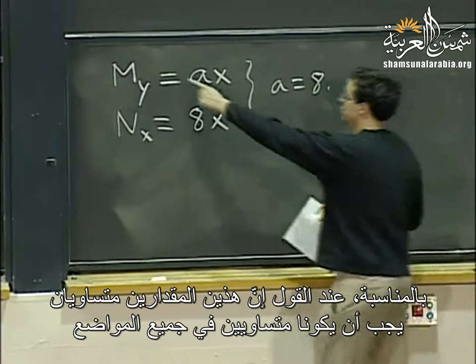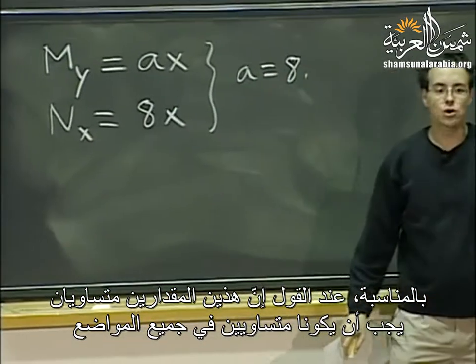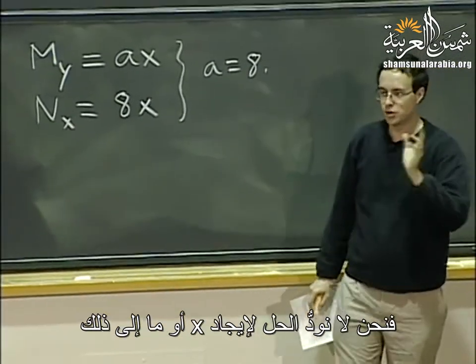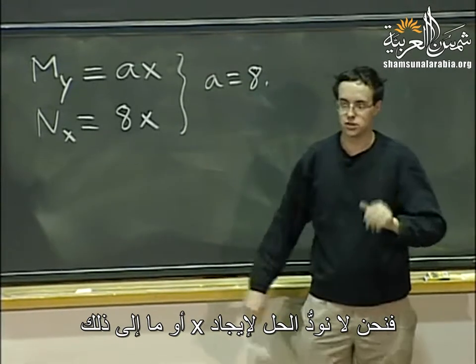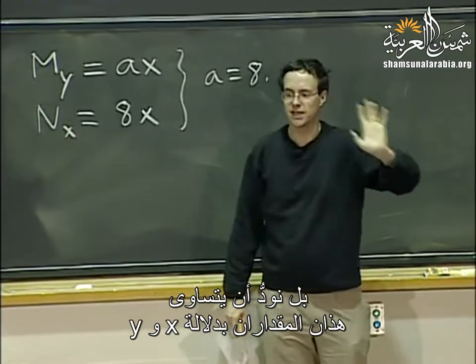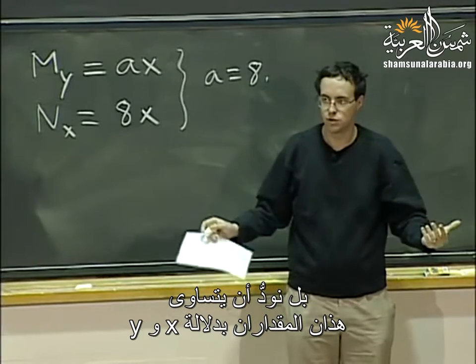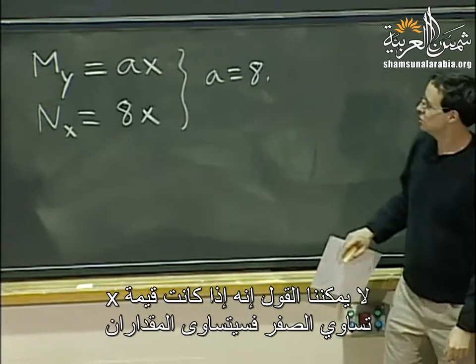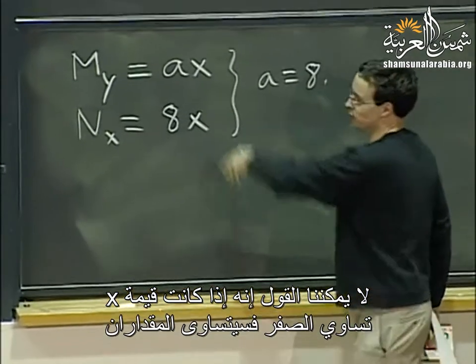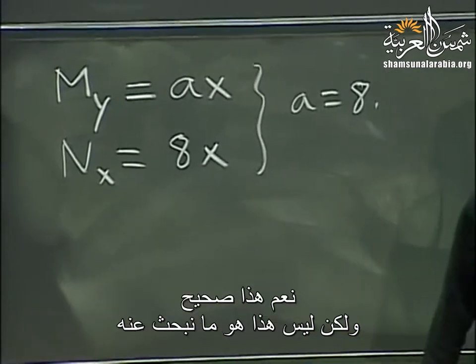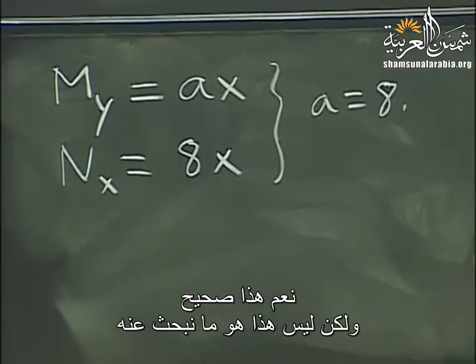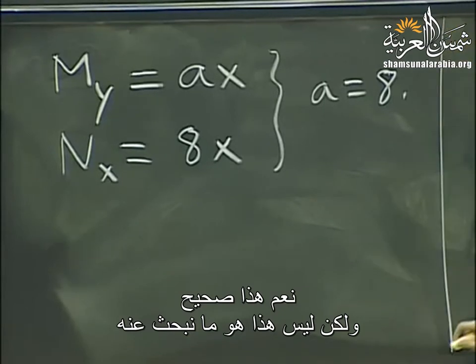By the way, when you set these two equal to each other, they really have to be equal everywhere, right? So you don't want to somehow solve for X or anything like that. You just want these expressions in terms of X and Y to be the same quantities. You can't say, well, if X equals 0, they're always equal. Yeah, that's true, but that's not what we're asking.